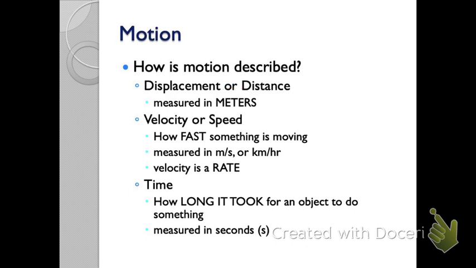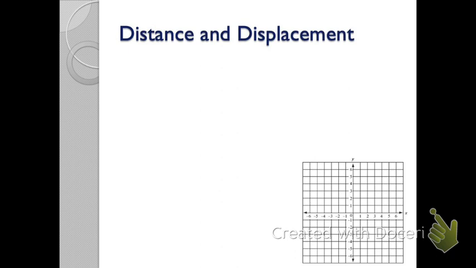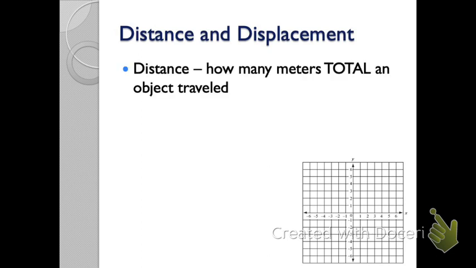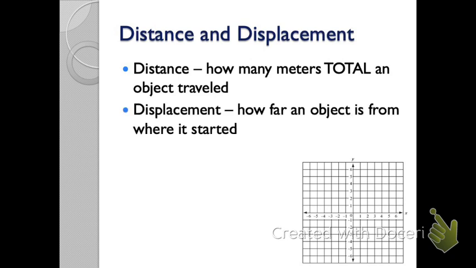All right. So today our main topic is going to be to distinguish the difference between distance and displacement. Distance and displacement. Both of those tell us what? They tell us how far we've gone, but they mean different things. So we're going to talk about distance first. Distance is how many meters total that an object has traveled. And displacement is how far you ended up from where you started.